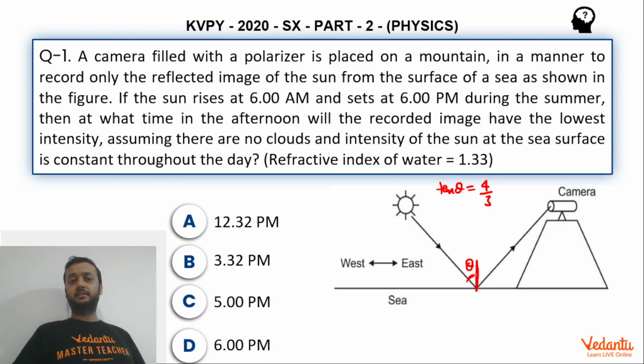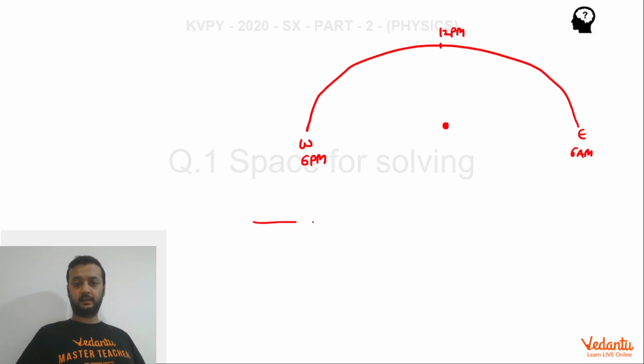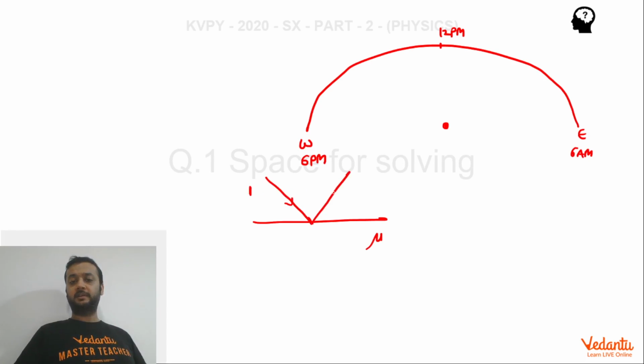Now why should this angle be equal to Brewster's angle? The reason is, if you know Brewster's law, what is said in Brewster's law? Suppose this medium is of refractive index mu. Let me show this in the next slide. So this is refractive index mu and this is air. Suppose light is coming like this. So we know that a part of the light will be reflected and the remaining part will be refracted.